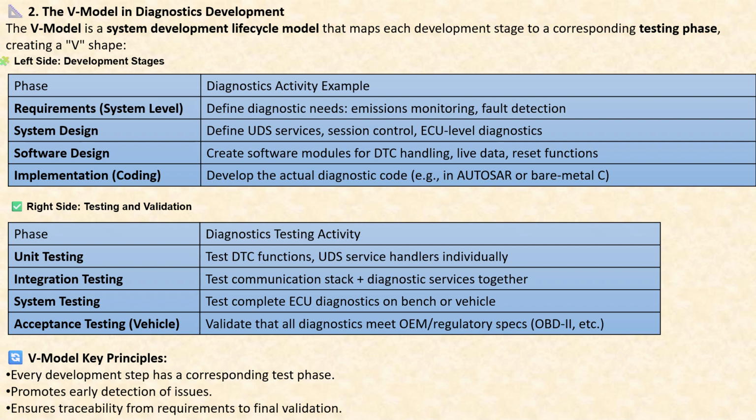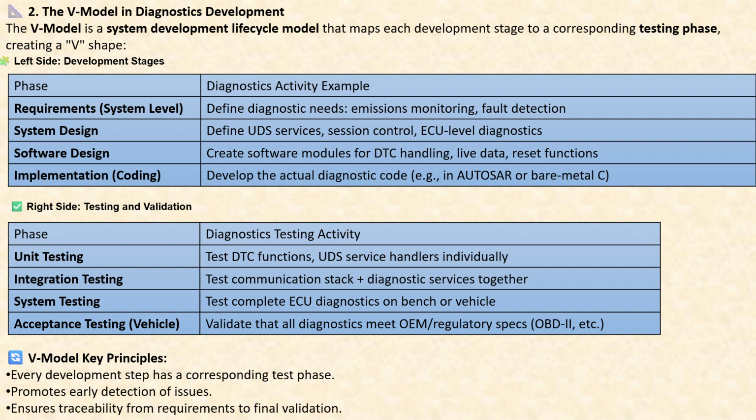And when it comes to the right side, the testing and validation, there are various types of testing like unit testing, integration testing, system testing, and acceptance testing. For diagnostic testing activity, test DTC functions and UDS service handlers individually, then test the communication stack plus diagnostic services together. For test completion, test complete ECU diagnostics on bench or vehicle. Now validate that all the diagnostics meet OEM and regulatory specifications like OBD2.